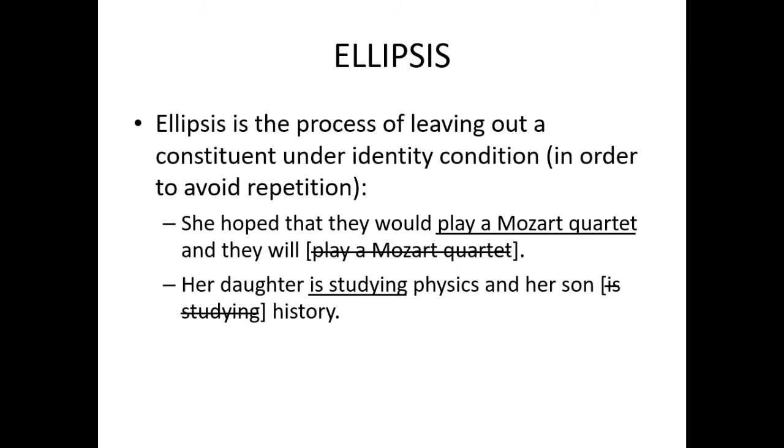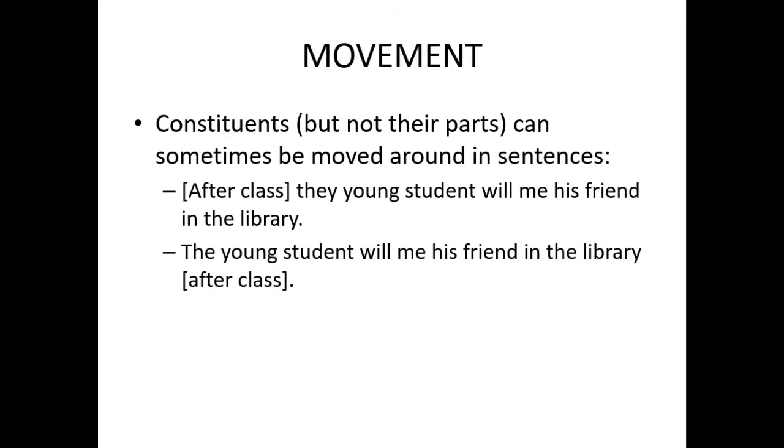Ellipsis simply means that you can delete the predication. She hoped that they would play a Mozart quartet, and they will play a Mozart quartet. So ellipsis is simply a good test to identify predication, nothing else. So just forget about ellipsis. Ellipsis is actually useless. Movement, on the other hand, is very useful.